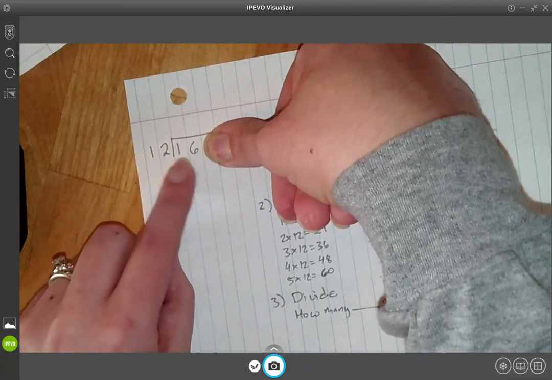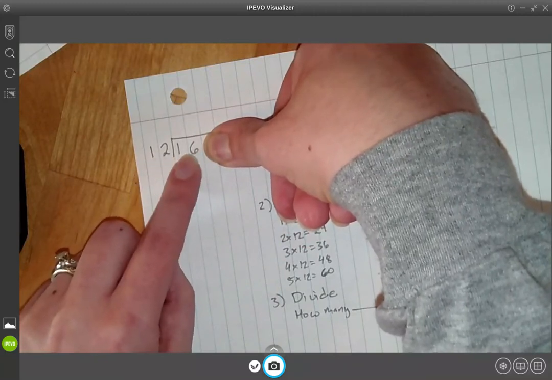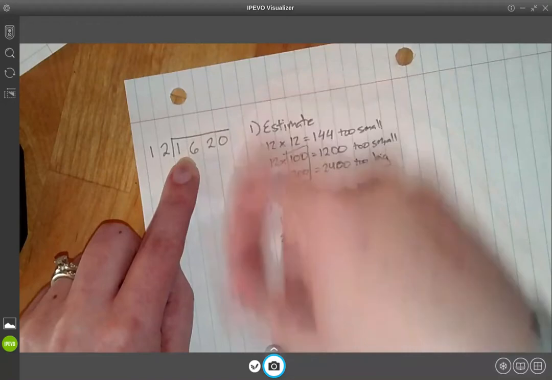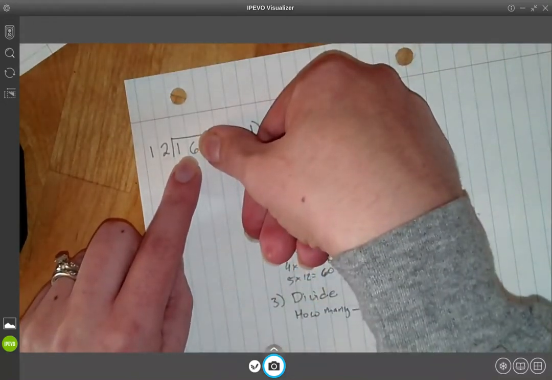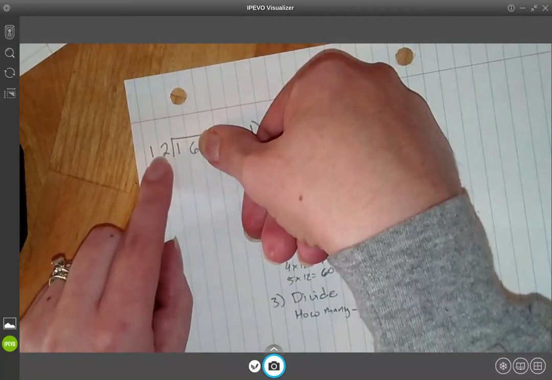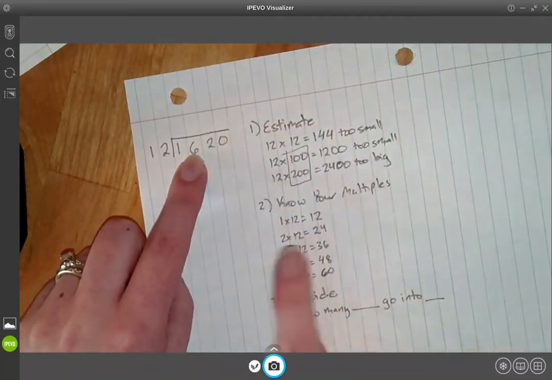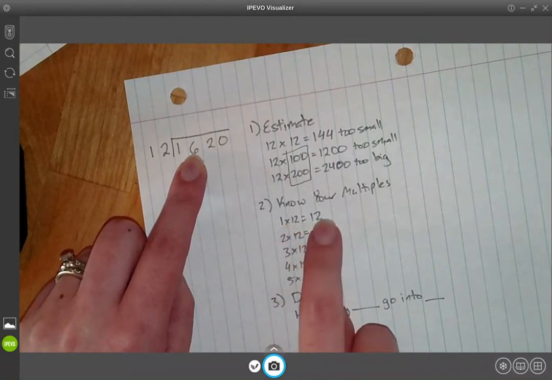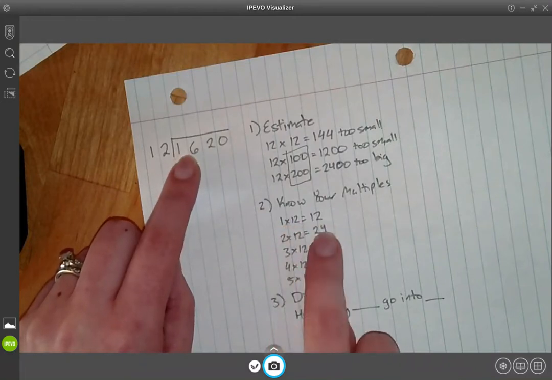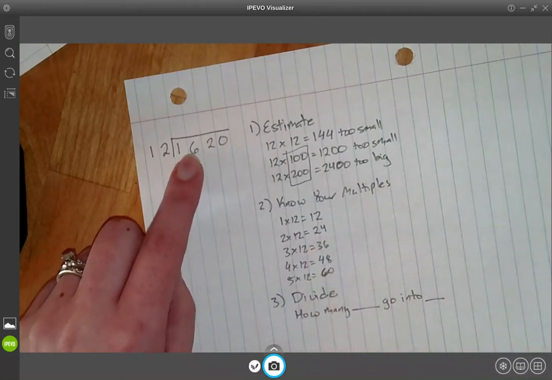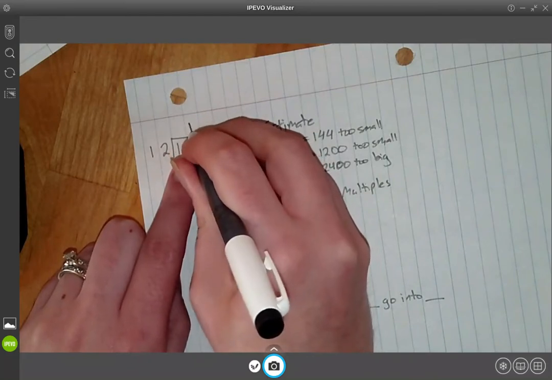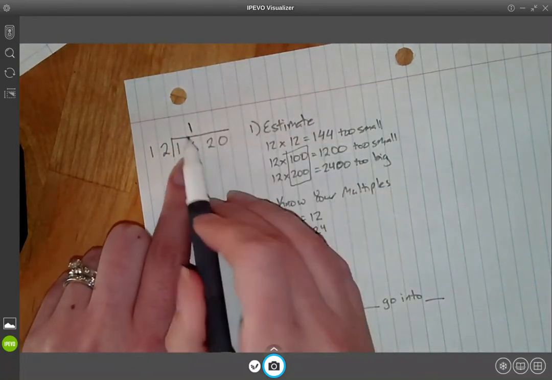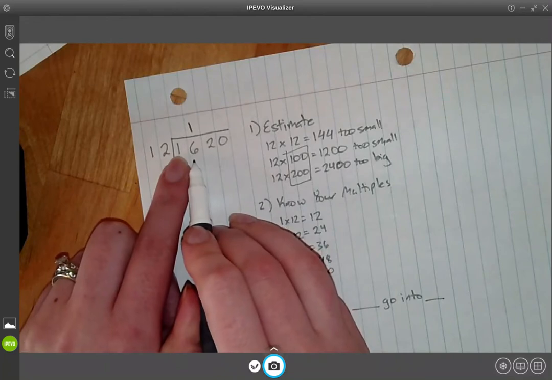How many 12s fit into 16? Well, I can take 16 and evenly split it into 12 one time, and then I would have some left over. If I did 2 groups of 12, that would be too many, right? One group of 12, I can fit into 16, but 2 groups of 12 is too many. That's bigger than 16. 24 is bigger than 16. So I'm going to say that one group of 12 fits into 16.